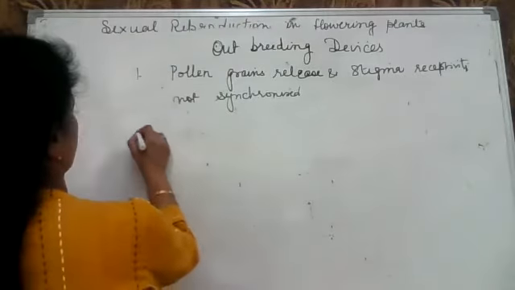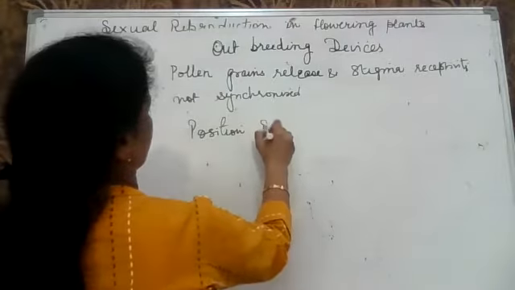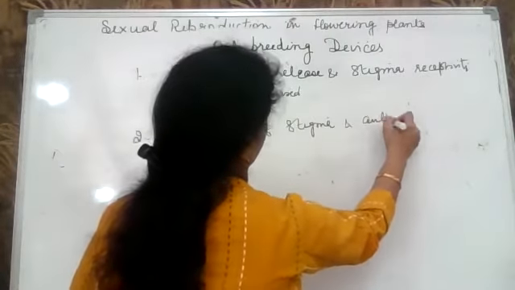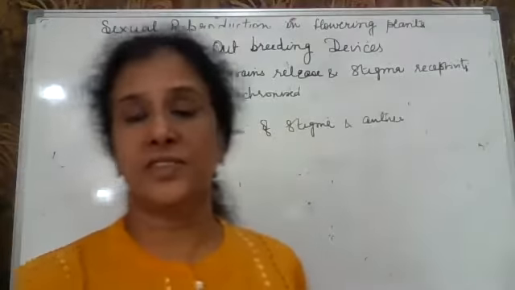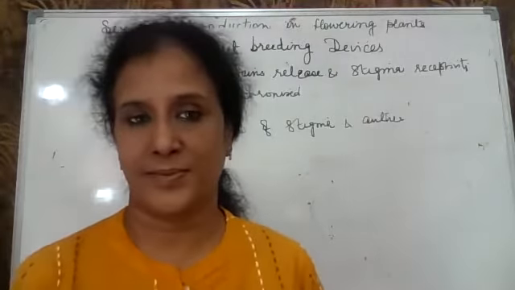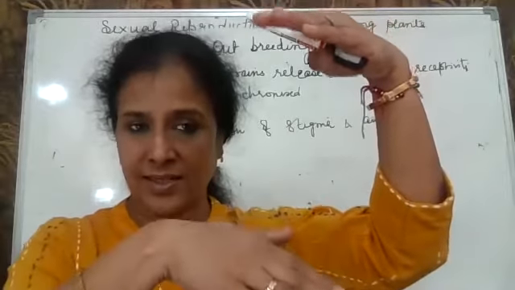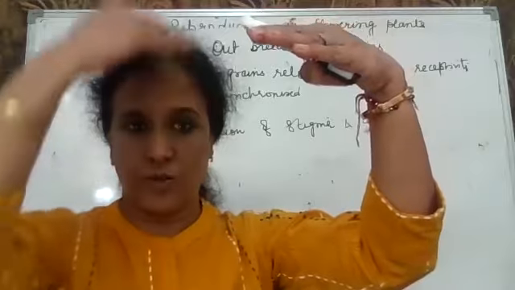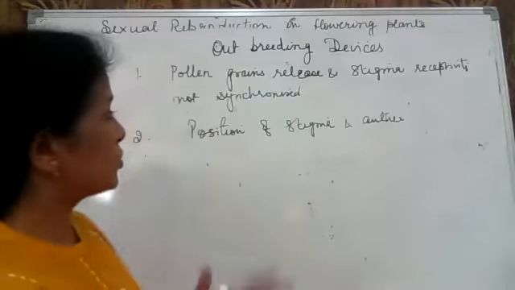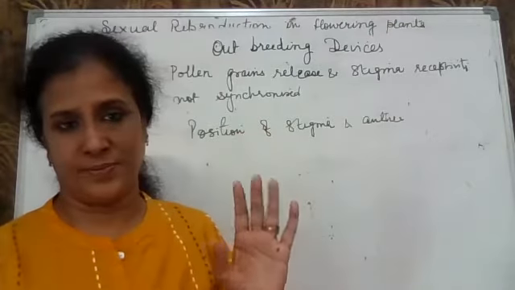Second thing, position of stigma and anther. The position of stigma and anther is such that they cannot reach each other. Just imagine the situation when the stigma is there and the anther is there. The anther's pollen grains cannot reach there. Okay, so these two devices are preventing autogamy.